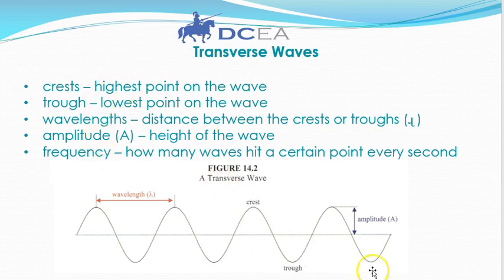We have amplitude, which is the height of the wave, and what they're showing here with this line would be an example of what you would see with water. This line would be the horizon line, or the flat part of the water that you see at the beach. And this would be the wave above the water. This would be the wave below the water. And we have frequency, how many waves hit a certain point every second.